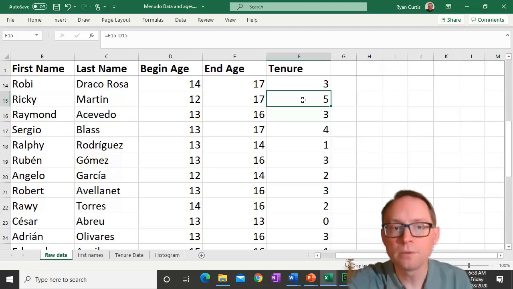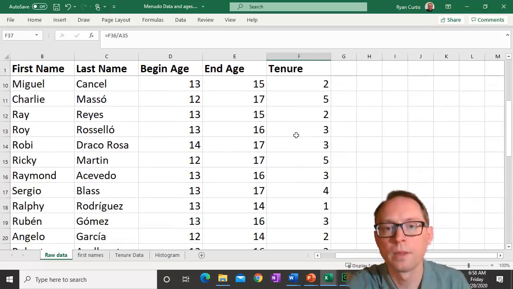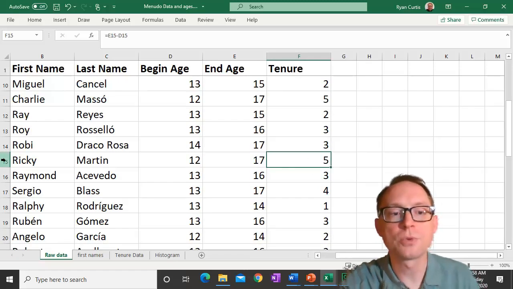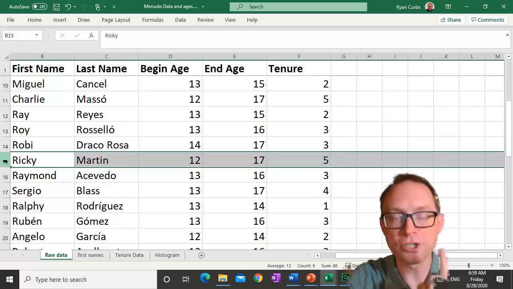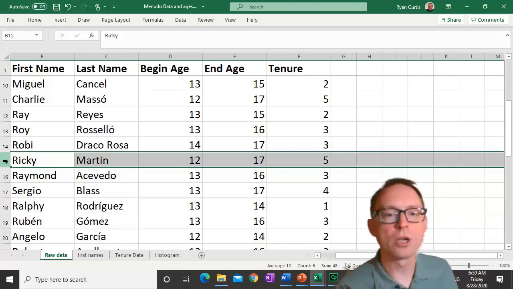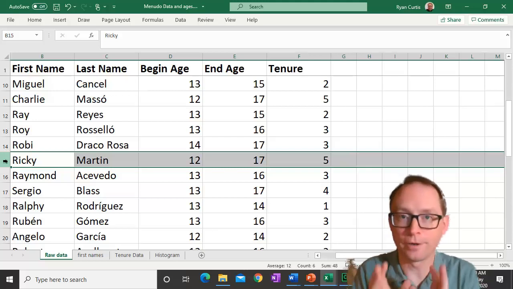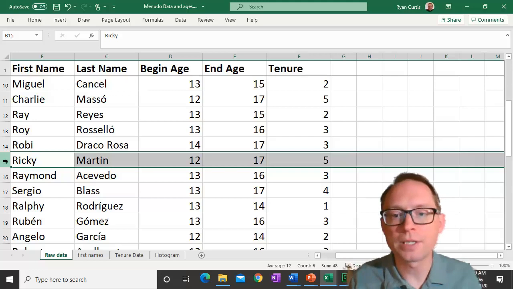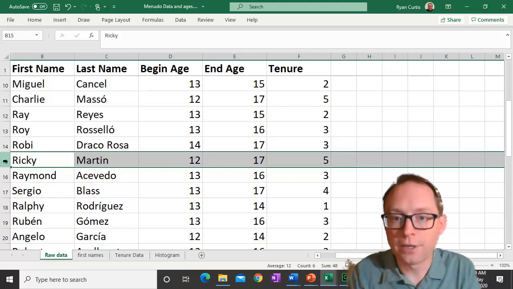You remember that the mean for everybody, let's go back down here, is 3.56. So when we talk about deviation, we're just talking about one person's deviation. When I'm talking about the deviation score, I'm only talking about Ricky Martin's deviation from the mean. This is where this is really going. How strange is Ricky Martin in terms of tenure in Menudo? We know that the average is 3.56. Well, is Ricky Martin different? Is he weird? Is he strange in terms of tenure?